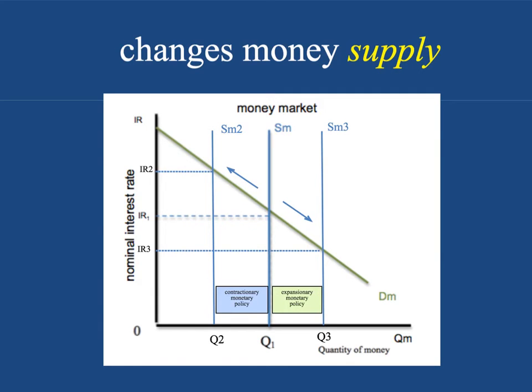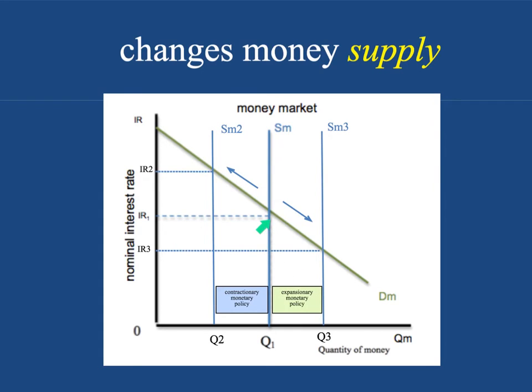So to put it in more economic terms, an action by the central bank which causes the money supply to increase outward, from SM to SM3, will cause interest rates to what? Fall, as a result of the new intercept. And that would be an example of expansionary monetary policy.